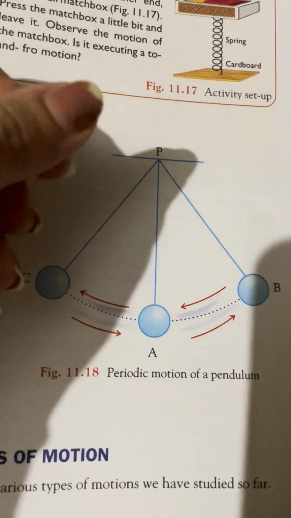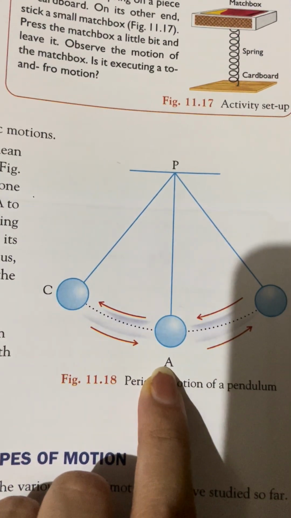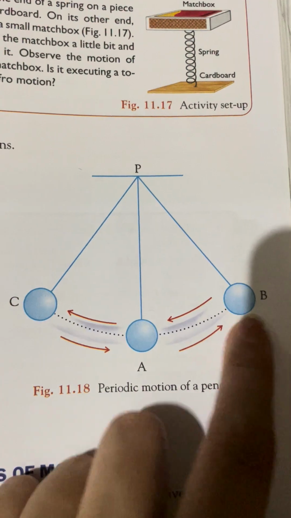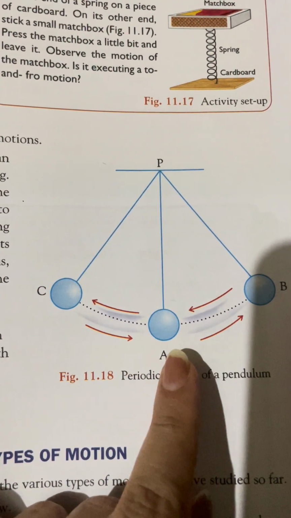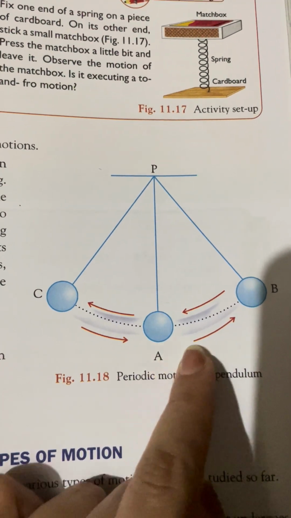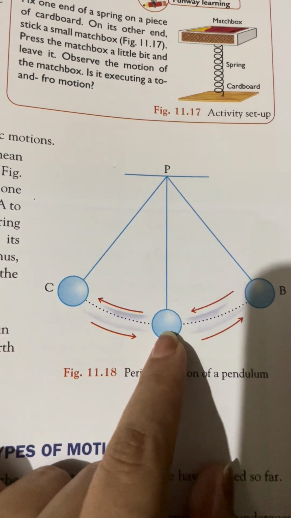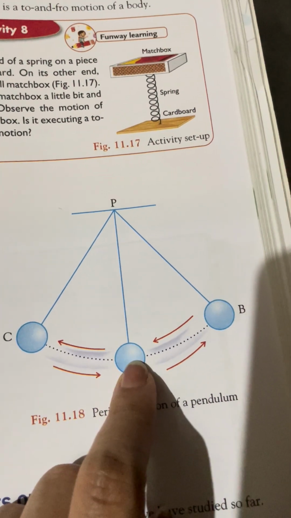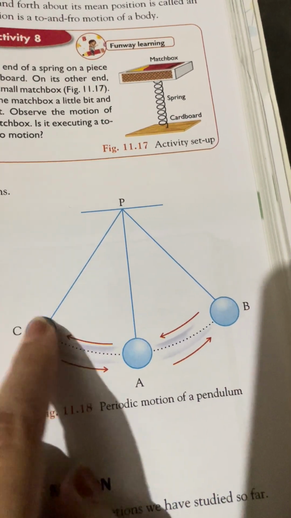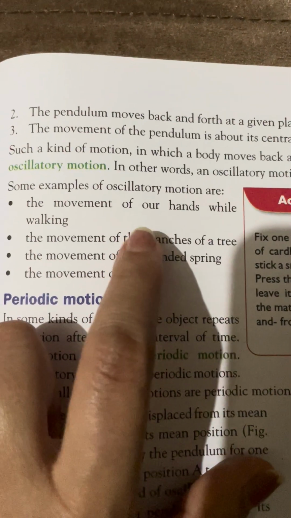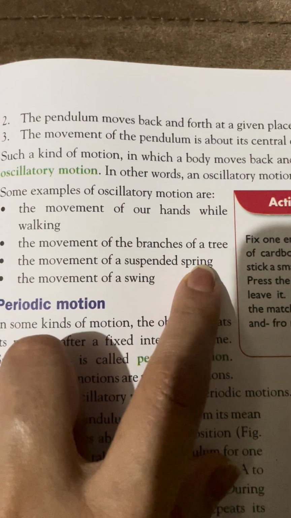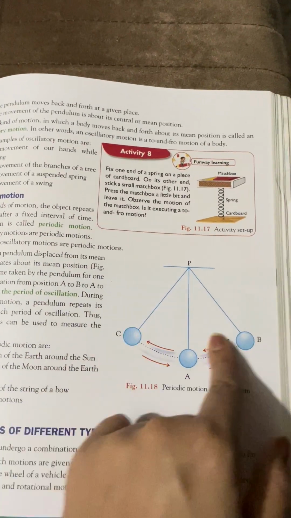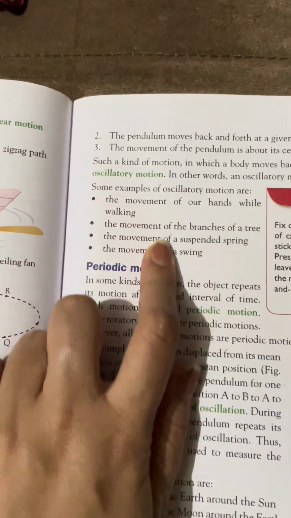Like in this diagram, this is the pendulum. A is the central position or mean position. C and B are the extreme positions of this pendulum. Whenever a pendulum moves, it starts from A, then goes to B, then again to A, and from A it goes to C, and C to A. So the time taken by the pendulum to complete this distance is known as the time period of the pendulum. Clear? Oscillatory motions are like our hands while walking, branches of a tree, and the swing, you must have seen how the swing moves with a to and fro motion. This kind of motion is known as oscillatory motion.